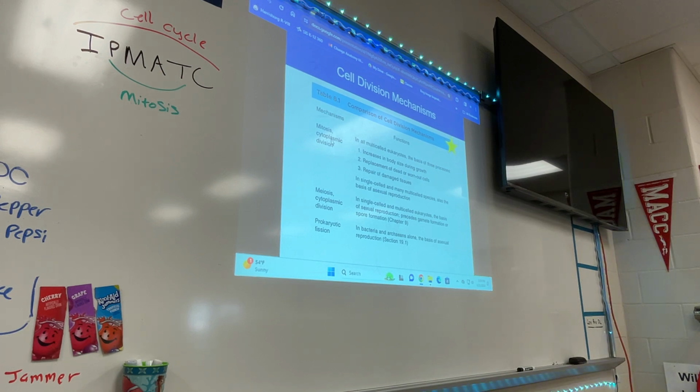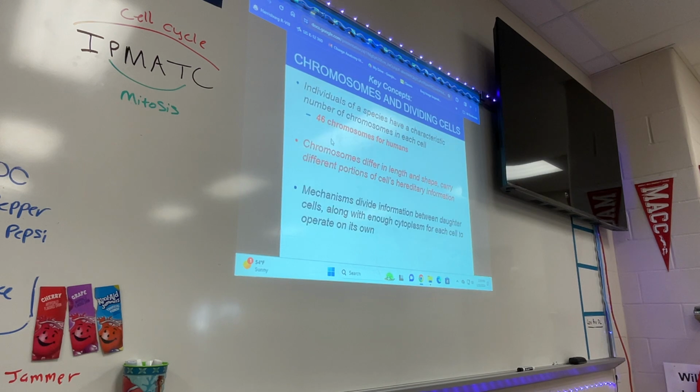Anyways, this chart is in Google Classroom. It looks at the mitosis, meiosis, and then prokaryotic fission, and kind of gives the description of what's going on in each one. So it's just a good comparison and in Google Classroom for you.